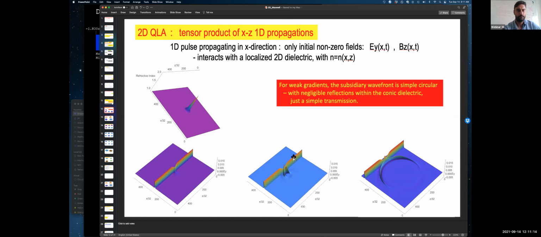Okay, sorry. So here we have the pulse propagating. This is when it starts to interact with the cone. And then this is the wavefront that you get emitted from the dielectric region if it's weak gradients.